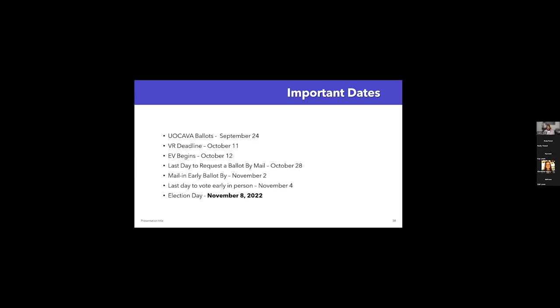The last day to request a mail-in ballot is October 28th. Mail in your early ballots back by November 2nd. The last day you can vote in person is going to be November 4th. And of course, the big day, election day, is November 8th. The polls are going to be open from 6 a.m. to 7 p.m.